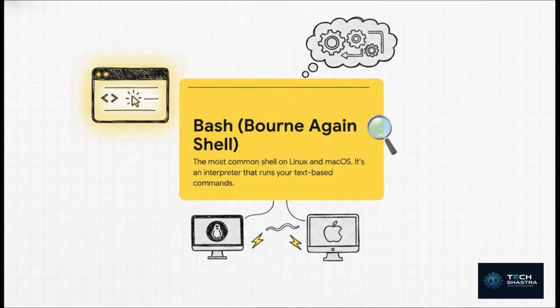So what even is this command line we're talking about? Well, most of the time, it's Bash. You can think of Bash as a shell. It's basically an interpreter that takes the text commands you type and tells the operating system what to do. The best part? It's the default on pretty much every Linux system and on macOS, which makes it an absolutely essential skill to learn.